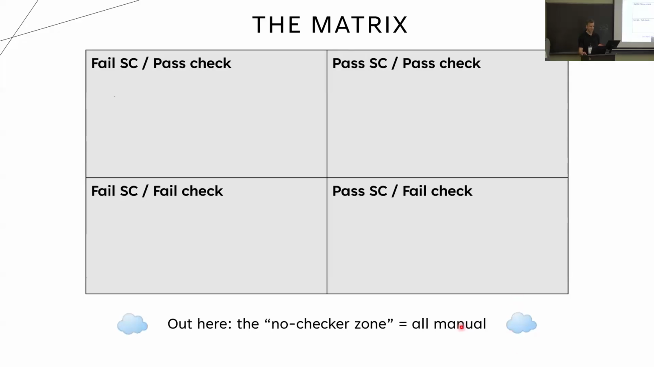Before I get to that, I want to frame this by out here is what I call the no checker zone. That's all manual accessibility testing. That's outside the scope of this talk. We're talking about the stuff that can conceivably be checked by an automated checker.